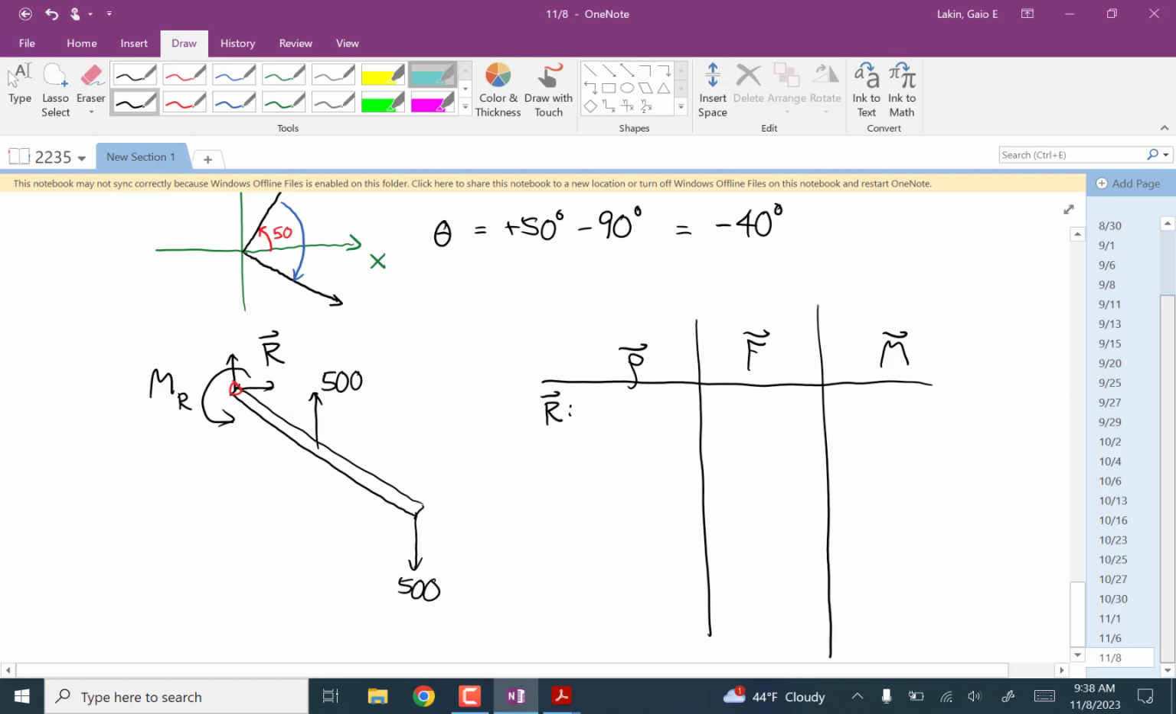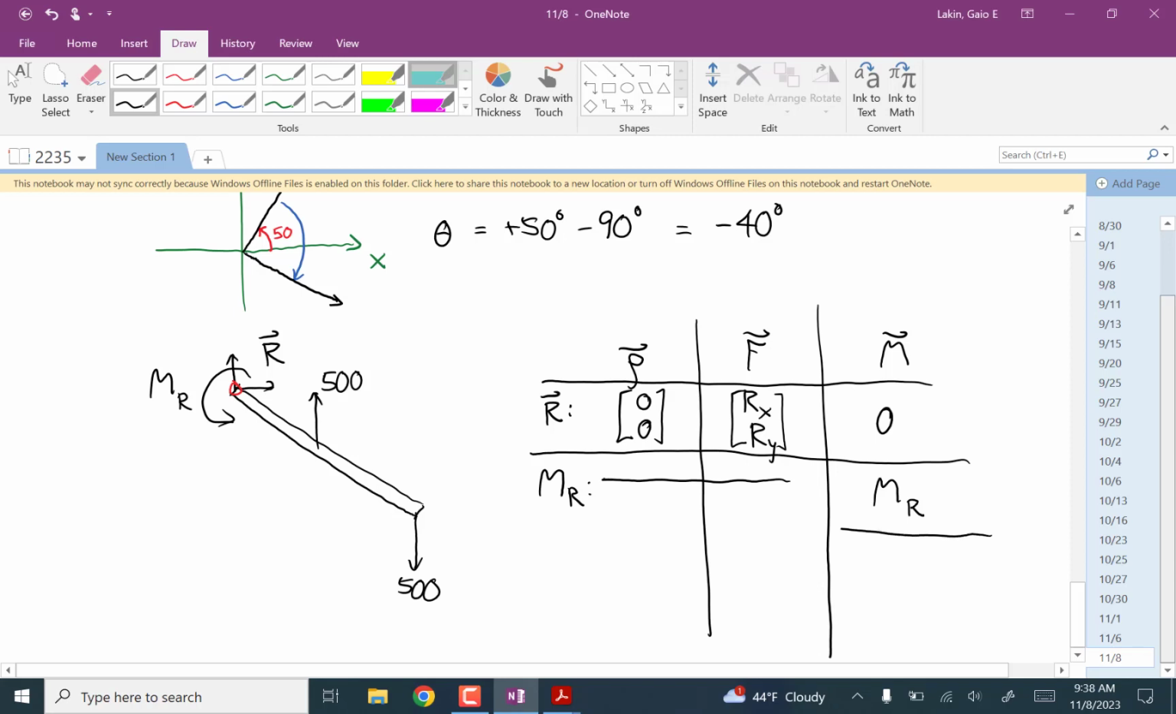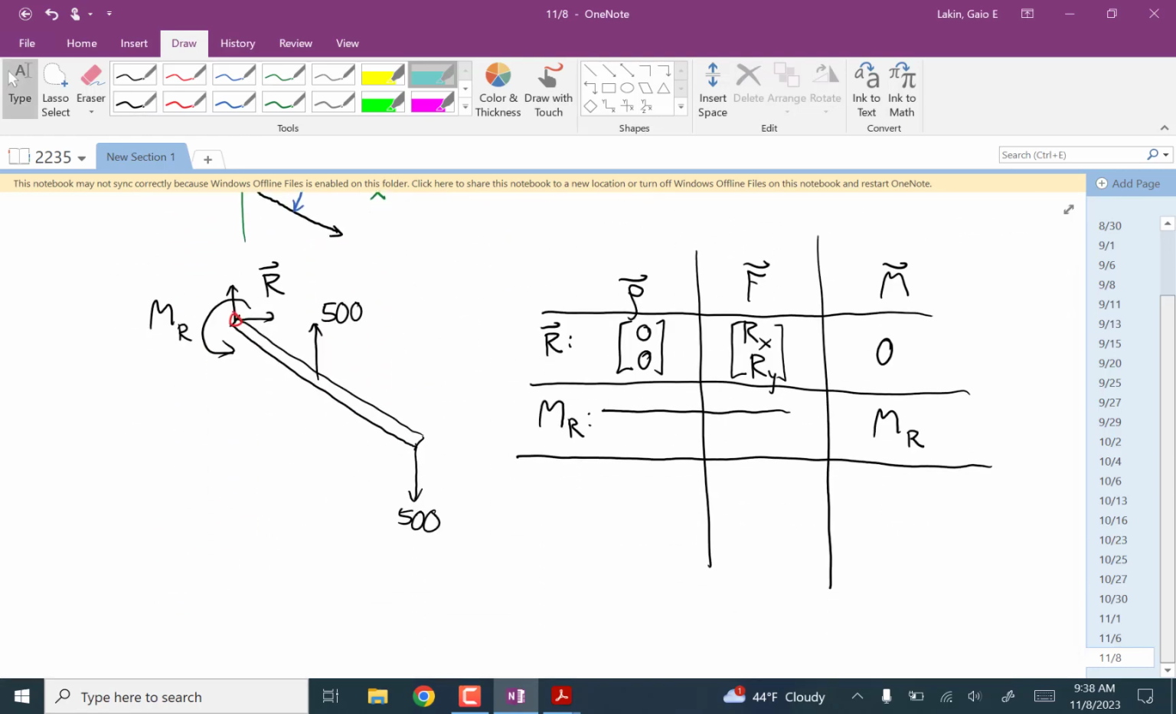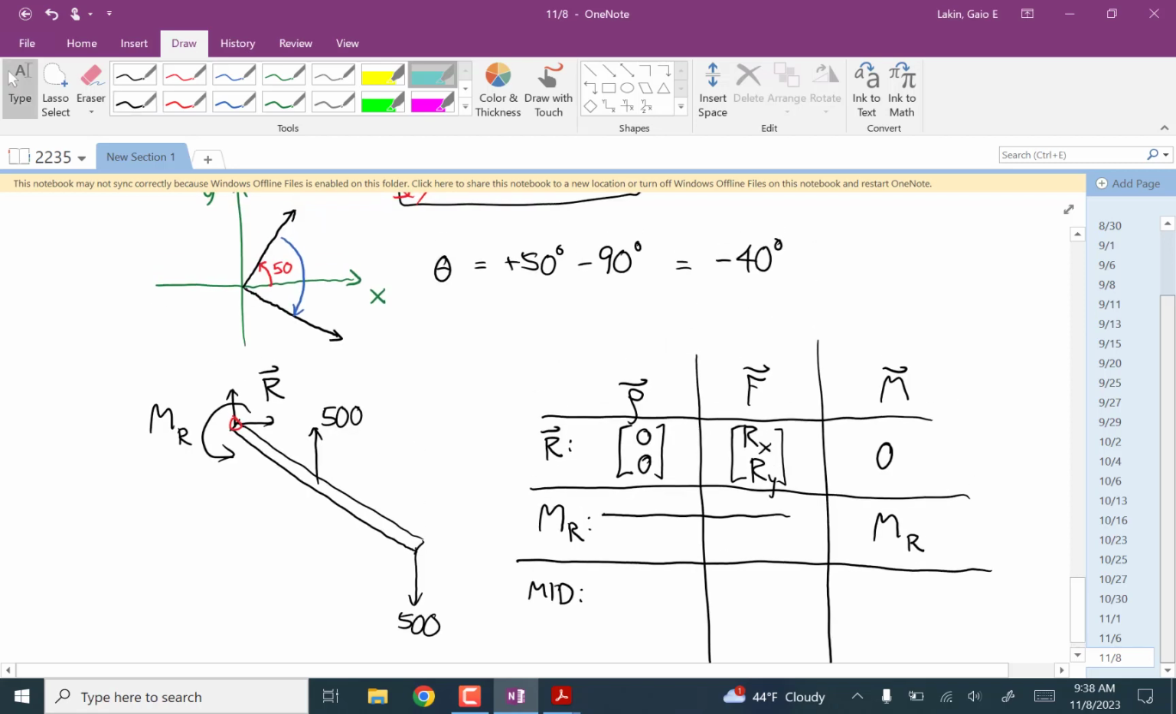So for the force R, the row vector is 0. Cross product is 0. For the couple, none of this stuff matters, and the moment is MR. Do we say 500 for both forces? Yep. And then the 500 at the midpoint. The whole thing has a length of 1, so this is going to be 500. No, I'm sorry. This is going to be 0.5 times cosine and sine of negative 40.